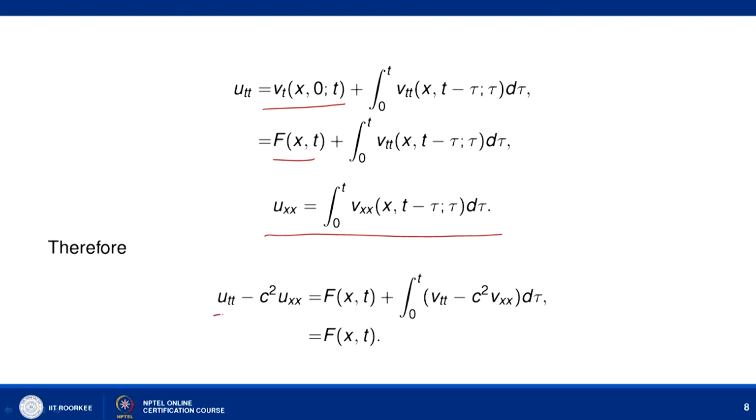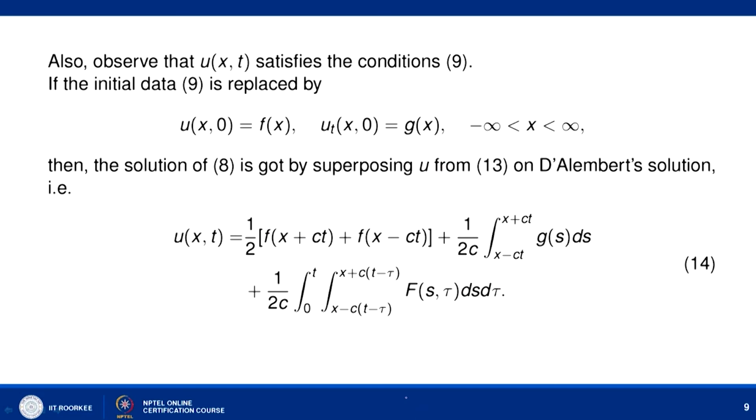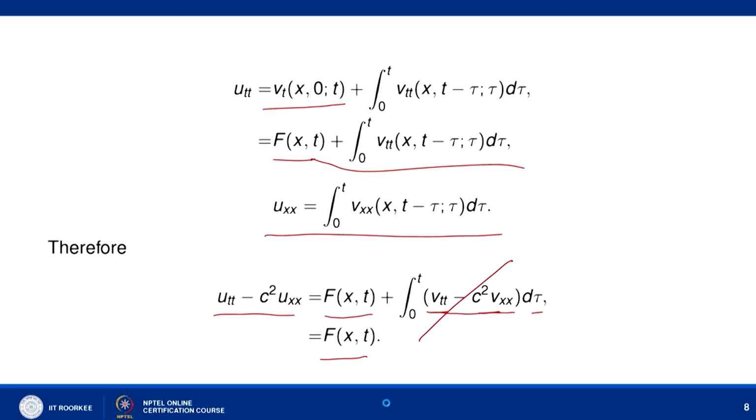So, we can write u_tt minus c square u_xx, where u_tt has this value, f(x, t) plus the integral from 0 to t of v_tt d tau. Now, minus c square u_xx means minus c square v_xx. Since v satisfies this partial differential equation, this part is gone and we have u_tt minus c square u_xx equal to f(x, t). And we also observe that u(x, t) satisfies the initial conditions 9.